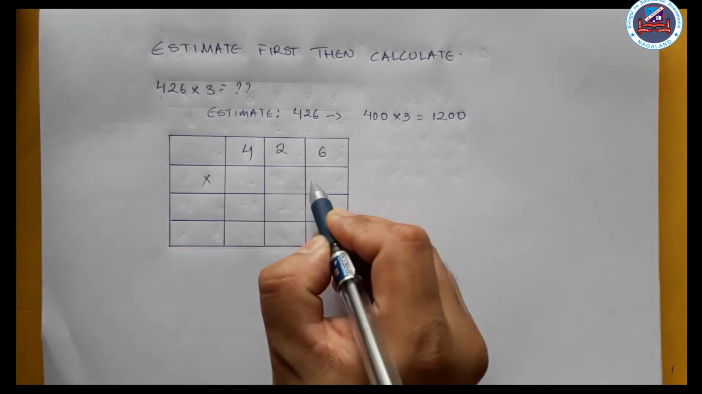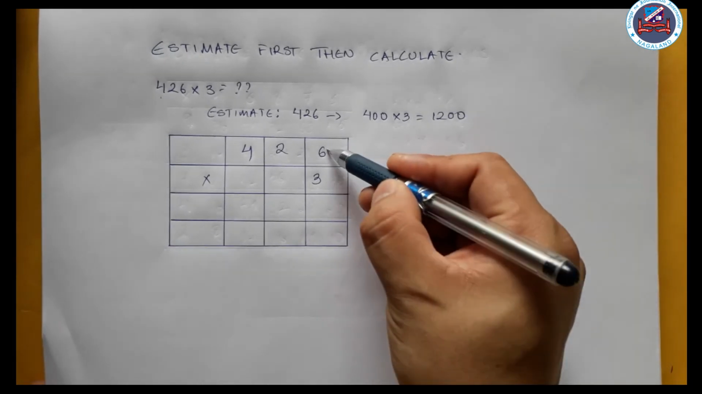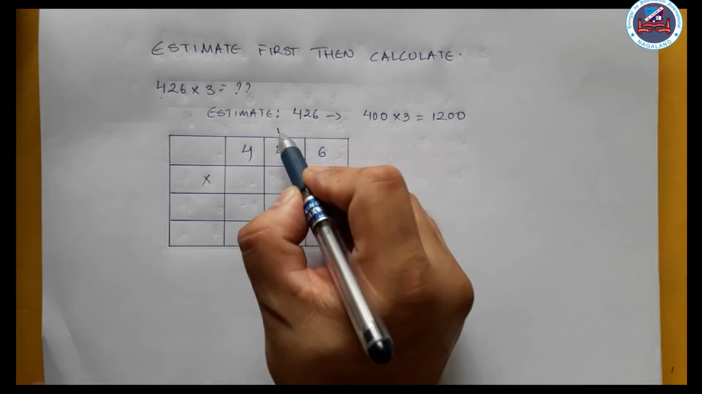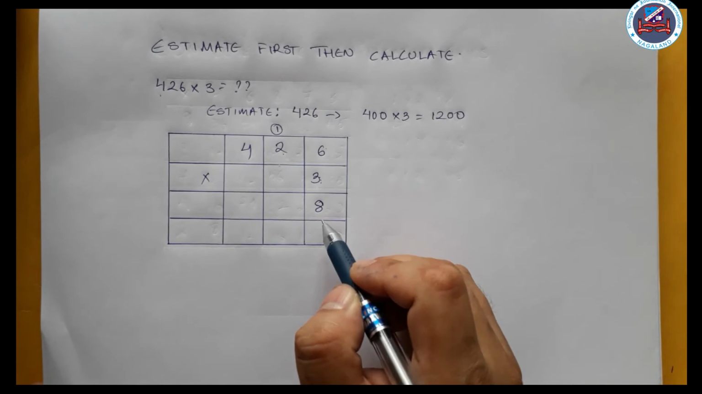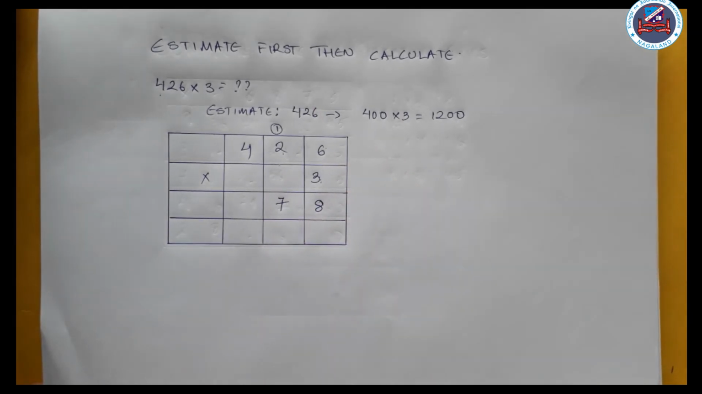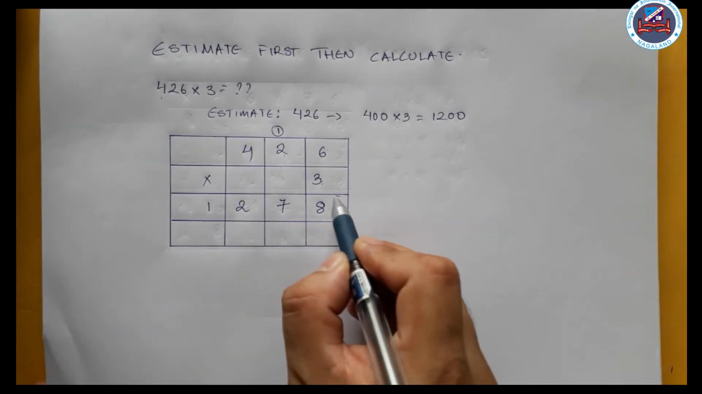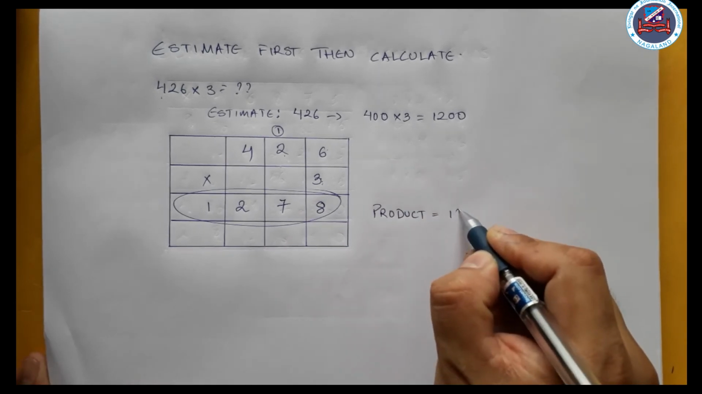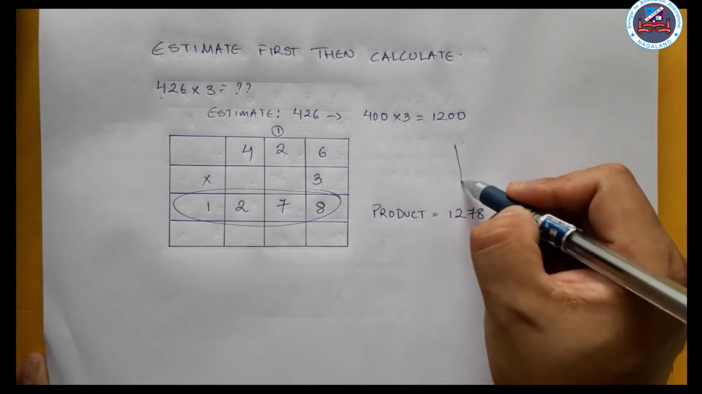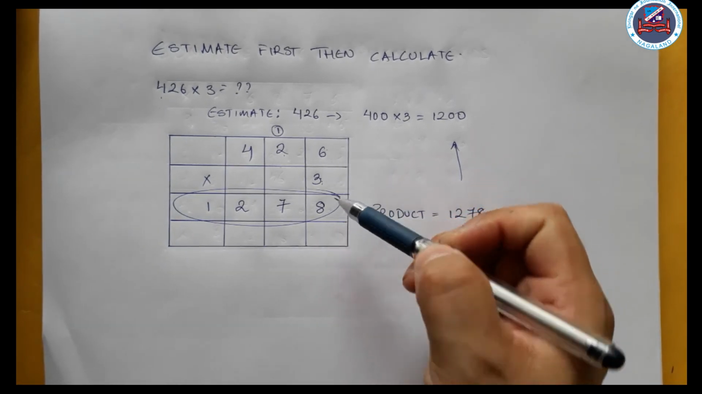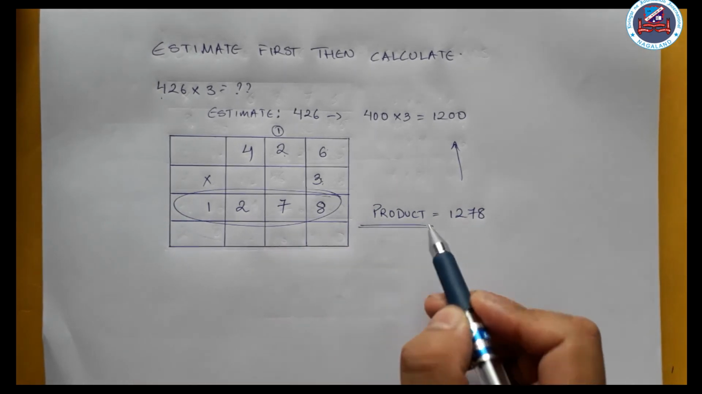426 multiplied by 3. Now, 6 into 3 is 18. 1, 8, 18. 3 into 2 is 6 plus 1, 7. 3 into 4 is 12. So we have the product as 1278. Now, which is quite close to 1200. So we can say the answer is reasonable and the product is 1278. Now, we have multiplied two numbers, so the answer that we get is known as the product.